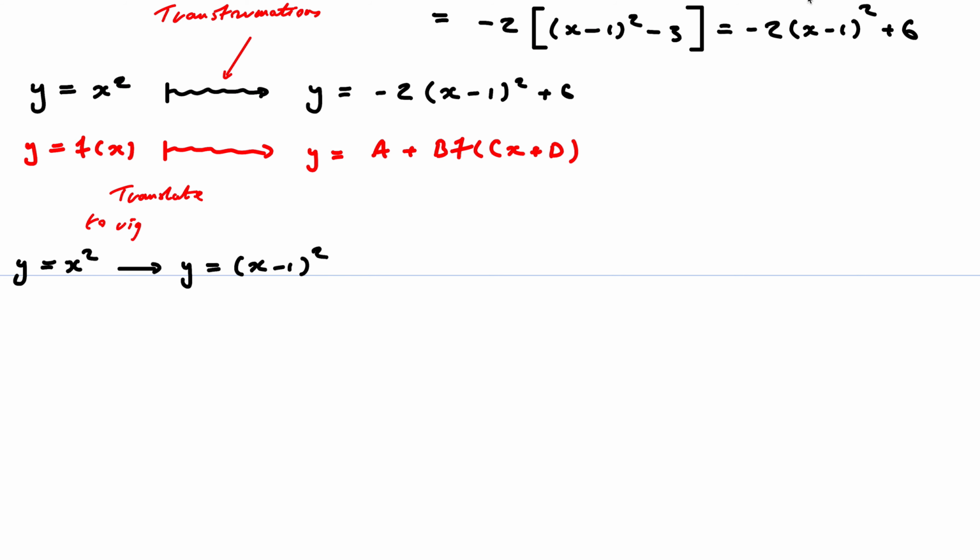Translate to the right by 1. Let's draw a graph underneath it. Let's keep a running graph all the way through, just a small graph so we can understand what's going on. So here, this is my start guy. This is y is equal to x squared.